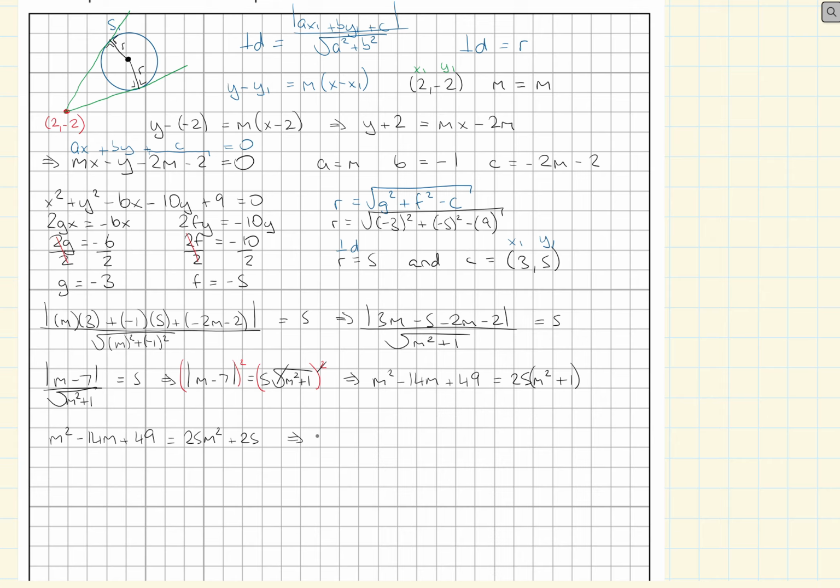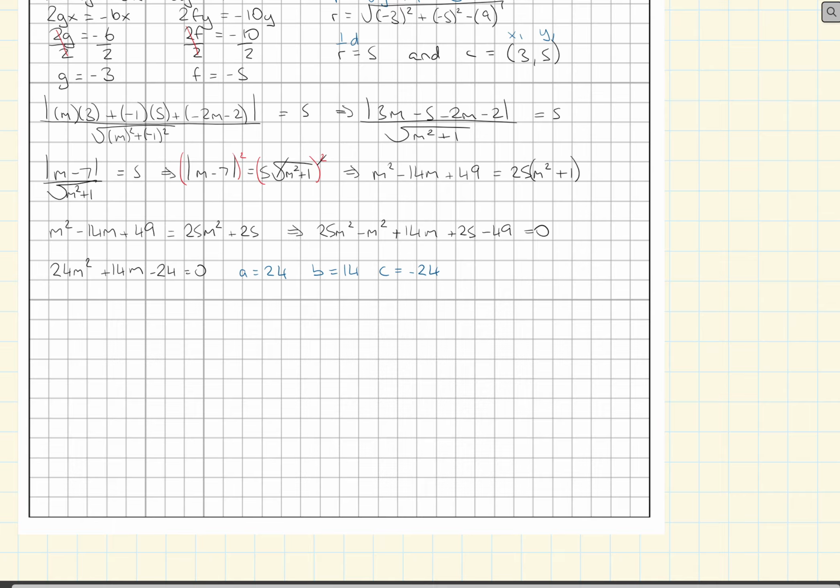Bring everything to the right side. 25m squared minus m squared plus 14m plus 25 minus 49 equals 0. So then 24m squared plus 14m minus 24 equals 0. A equals 24, straight into minus b. B is equal to 14 and c equals minus 24. We know minus b will give us 2 answers, and we are expecting 2 answers for our slope because we know we have 2 tangents from our sketch.